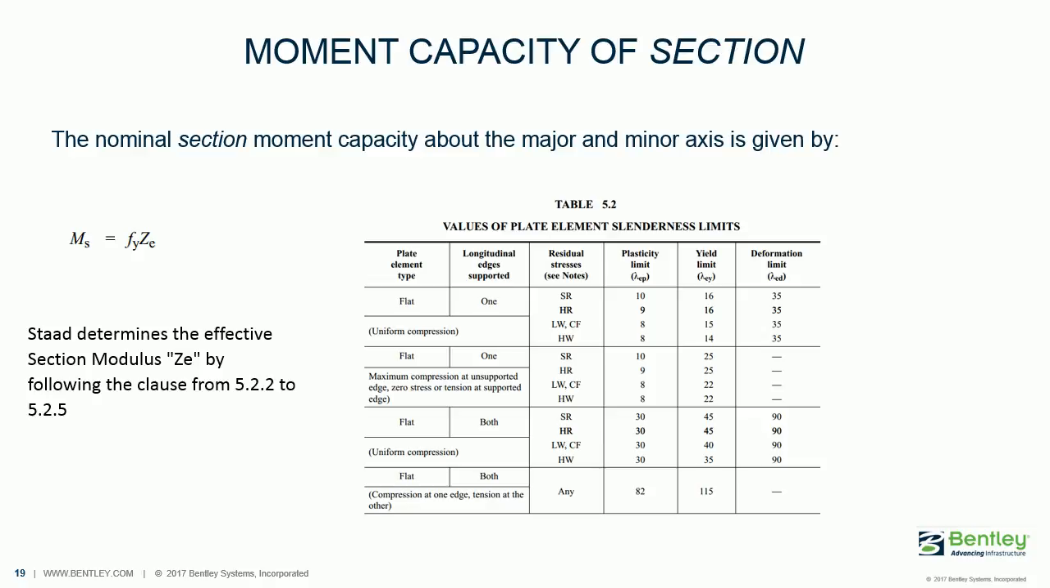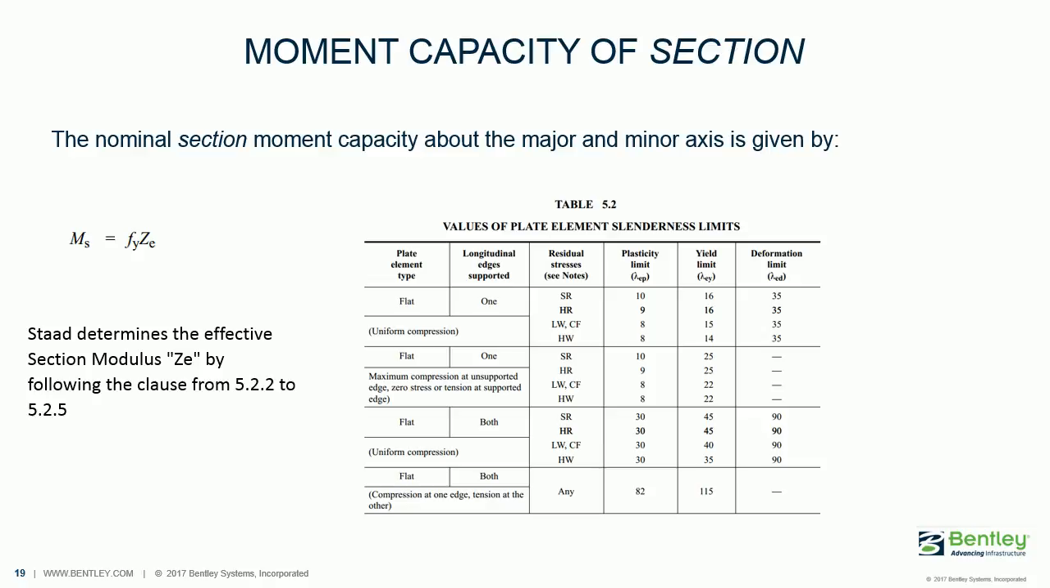Now, the entire process of determining this Ze has been covered from clause 5.2.2 to 5.2.5 of the AS4100 code. Here you can see the table, that is Table 5.2. This table is also known as the section classification table, or in some other codes, the element classification table. One needs to determine the lambda. If you go to the clauses, you can see there are formulas to determine the lambda, that is the element slenderness value.